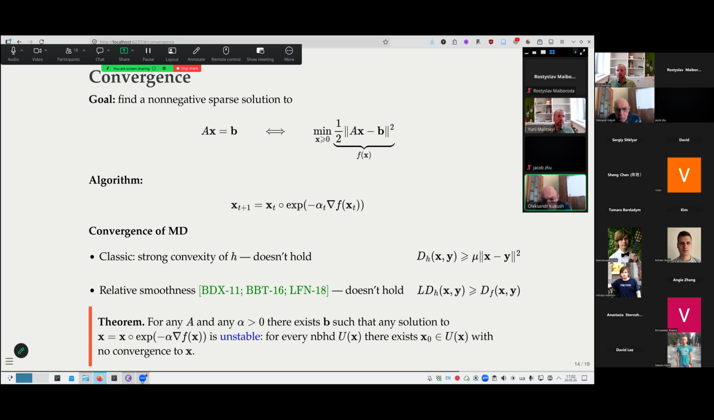Moreover, the problem is actually pretty bad, because it's very unstable. We could show that if you take any matrix A and fix any parameter alpha, the step size, then there will always be some bad vector B so that the fixed points of this dynamical system are unstable. If you take any neighborhood of this point x, there will be some initial point in this neighborhood without convergence. Which means that, somehow, your alpha must depend on B as well.